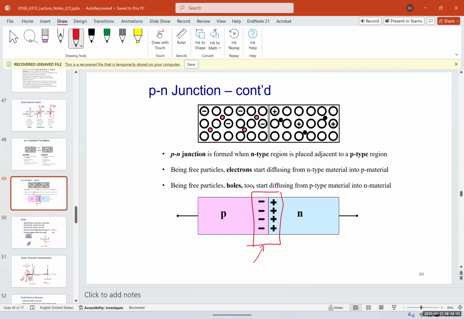Initially, when you connect the P and the N together, the electrons move from the N side to the P side, and they leave behind a hole or a positive charge. So the electrons start moving to the P side, and you would have a small depletion region over here. And when they leave, they leave a hole behind them. And then this stabilizes. It doesn't continue to the end.